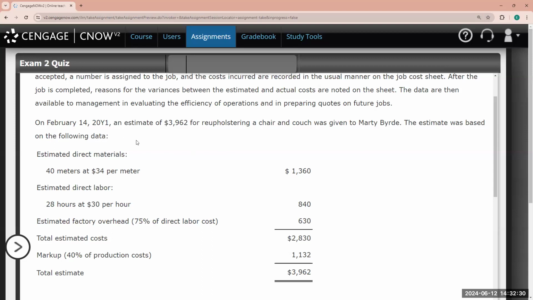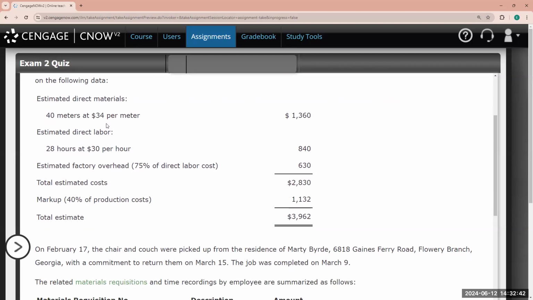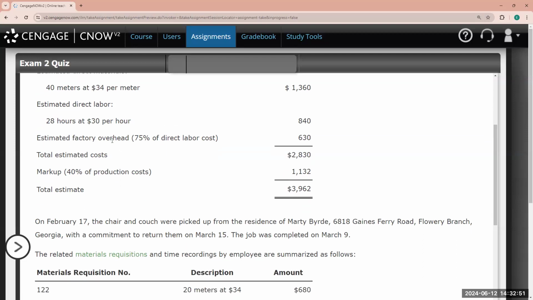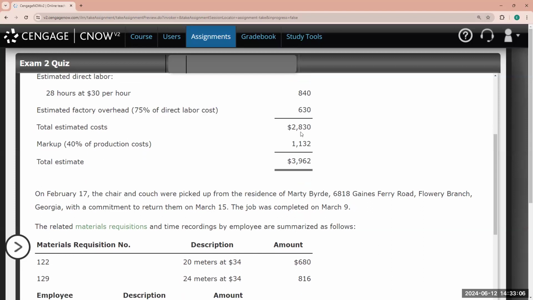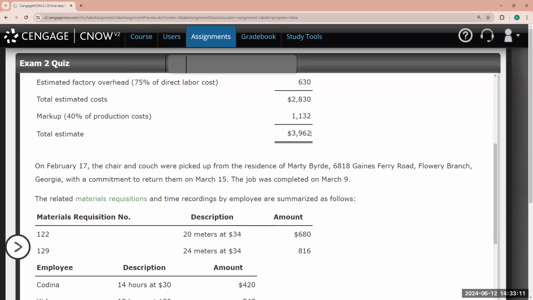So February 14, 20, year one, an estimate of $3,962 for reupholstering a chair and a couch was given to Marty McBride. The estimate was based on the following data. We have estimated direct material, 40 meters at $34 per meter for a total of $1,360. Estimated direct labor of 28 hours at $30 per hour for a total of $840. And here we see that our factory overhead is estimated, and it is 75% of our direct labor costs. So that gives us total estimated cost of $2,830. We have a 40% markup, so our total estimate is $3,962.